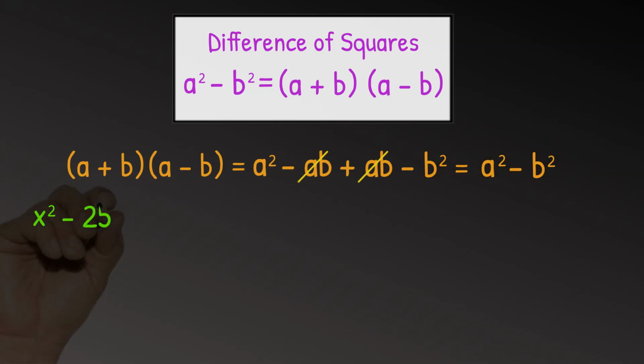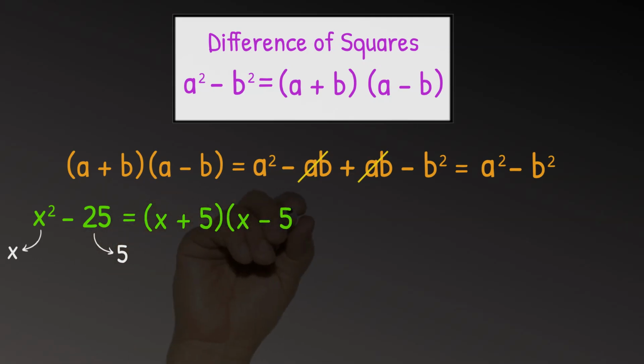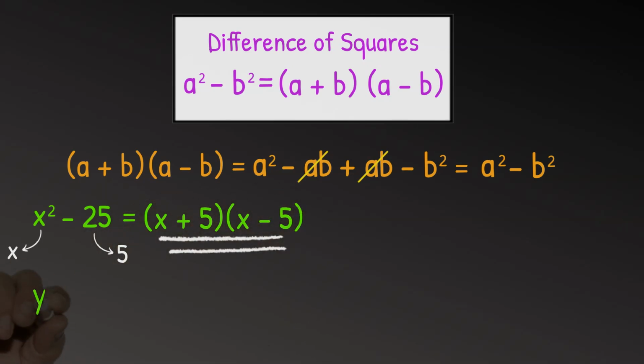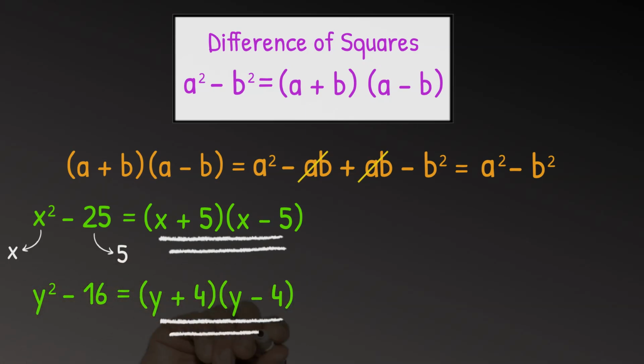So if we have a quadratic, x squared minus 25, we need to look at what we've squared to get x squared. We've squared x. And what have we squared to get 25? We've squared 5. So the expression can be written as x plus 5 times by x minus 5. And likewise, y squared minus 16 would give us y plus 4 times by y minus 4.